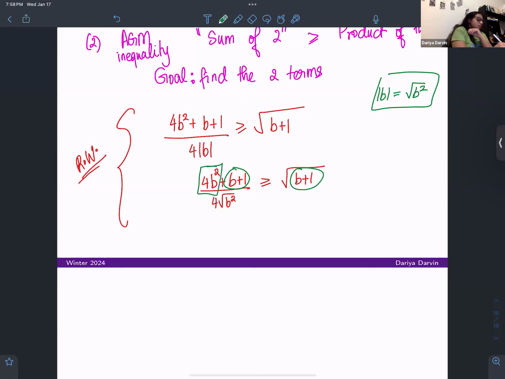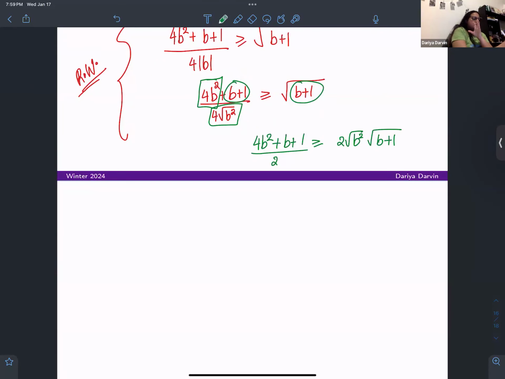These two are what stump me. But when I rewrote it as b square, I did it for a reason. So what if I did this? I can now rewrite it like that. Do you see the product and the sum appearing? All I did is take the denominator to the other side. So I'm going to rewrite it a bit more.